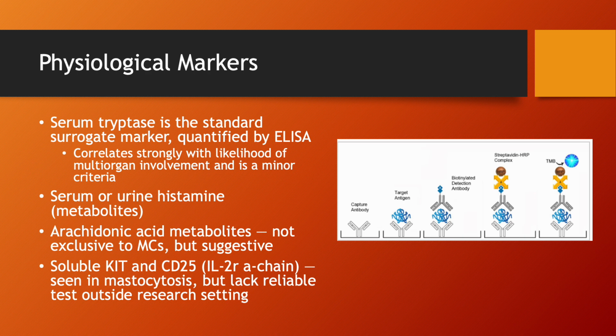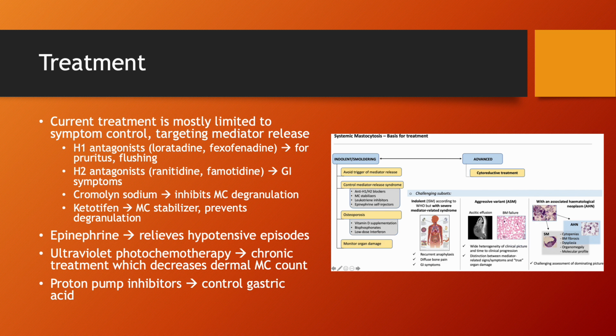And finally, just for treatment, unfortunately, since this disease is a lot newer, the current treatment is not very specific to that disease. But we see things like mostly just H1 and H2 antagonists, cromolyn sodium, which is a mast cell degranulation inhibitor, and ketotifen, which is a mast cell stabilizer that also prevents degranulation. Since it can result in hypotensive episodes, sometimes epinephrine is good, treating it as if it were shock. And then, interestingly, people have also used ultraviolet photochemotherapy, which is a chronic therapy that helps to decrease the dermal mast cell count.